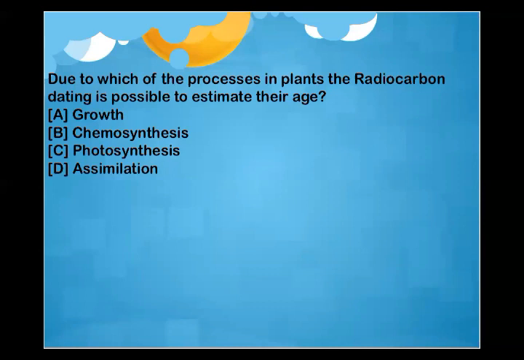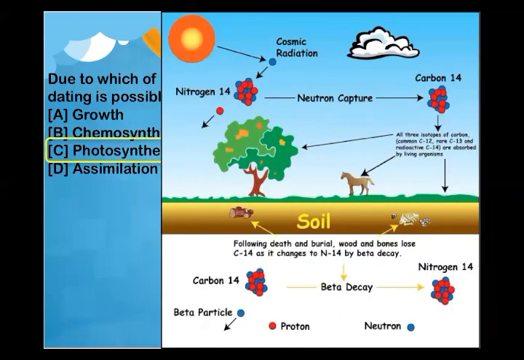Due to which process in plants is radiocarbon dating possible to estimate their age? Radiocarbon in the form of different isotopes of carbon, C12, C13, C14, are very essential in different forms to know about their presence in the ecosystem. But what kind of process helps us to carry out the radiocarbon dating? A. Growth. B. Chemosynthesis. C. Photosynthesis. D. Assimilation. Exactly. Photosynthesis, which provides the enormous data related to radiocarbon dating.